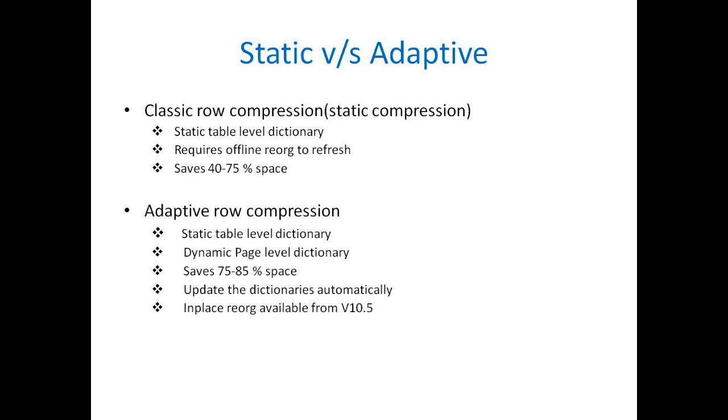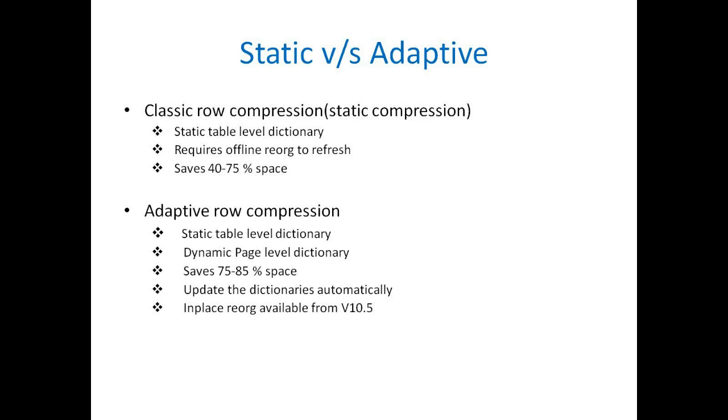But when it comes to adaptive row compression, which is a new row compression methodology in 10.1, it will use the same principle as classic row compression, and in addition to that, it will use a dynamic page level dictionary. So that's a huge advantage. I'll explain that in detail. And overall, it will save 75 to 85% of space.